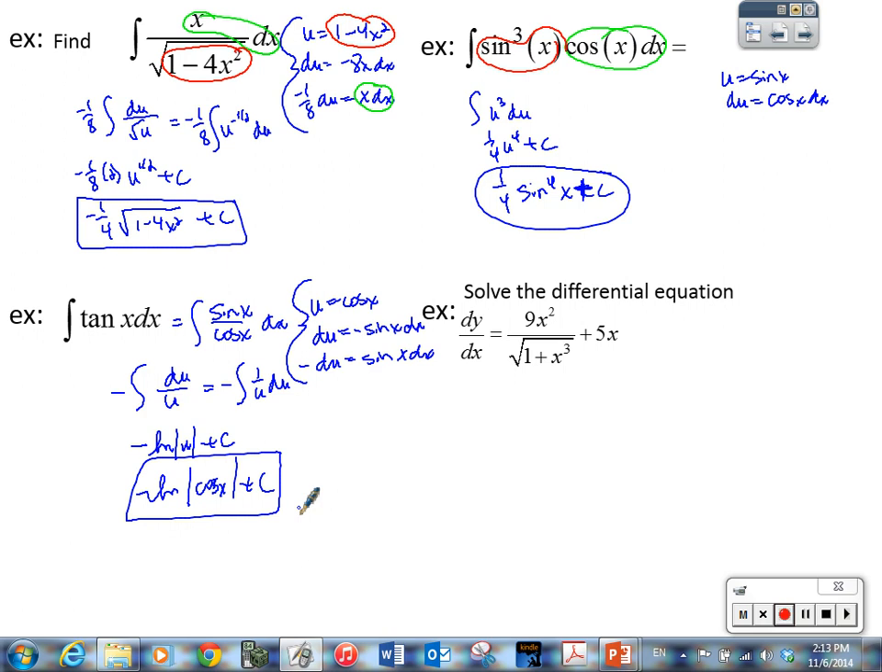Excellent. One more problem. Okay, what does it mean to solve the differential equation? What does that mean? Find y, right? Find the original function. That's what it means. So I'm going to have to integrate. Now, do you think that this has anything to do with this? We hope not, right? We hope not.